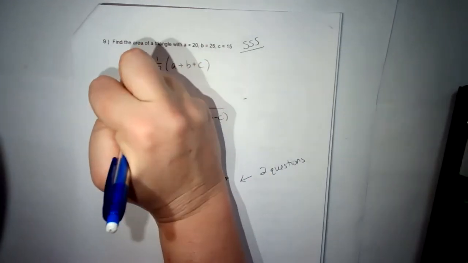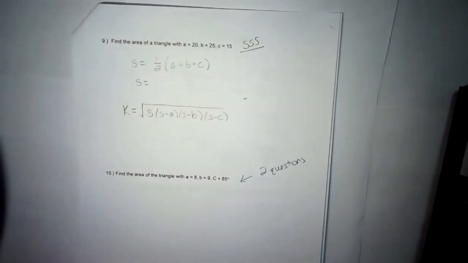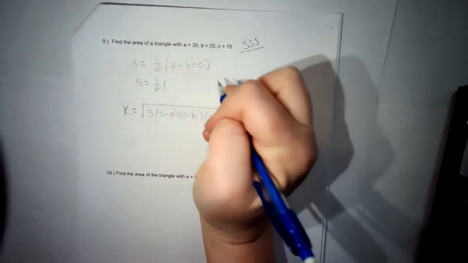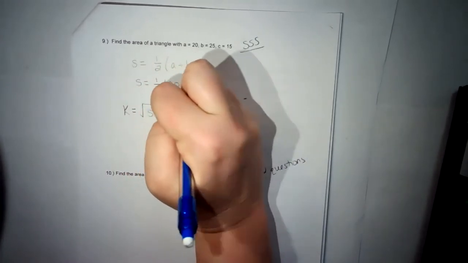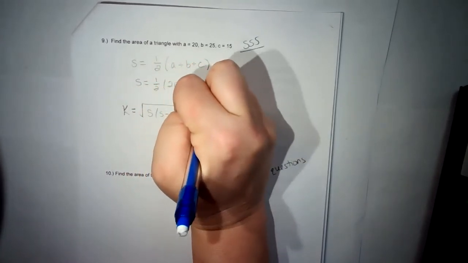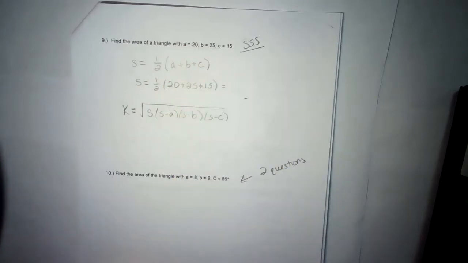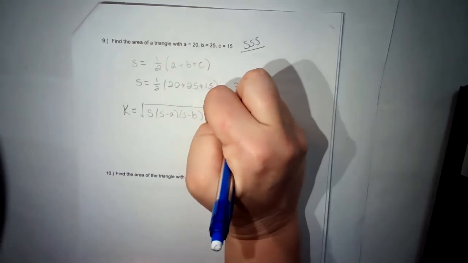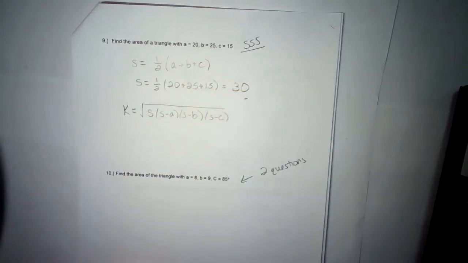All right, well, here we go. First thing we need is the little s. We need our semi-perimeter. So I'm going to take 20 plus 25 plus 15, and I'm going to divide it by 2 or multiply it by 0.5, whatever you think. And I got a 30.